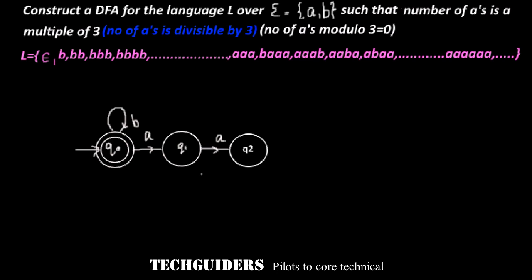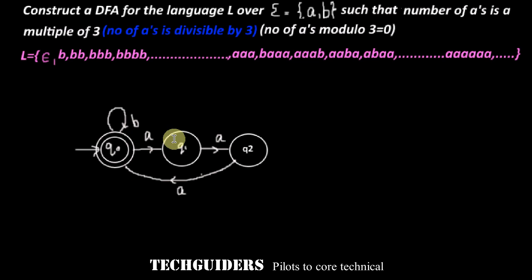From the state Q2, if we see a symbol A, then the number of A's will again become a multiple of 3. So move back to the state Q0. So Q0 represents the number of A's as a multiple of 3. Q1 represents number of A's as a multiple of 3 plus 1. Q2 represents the number of A's as a multiple of 3 plus 2.